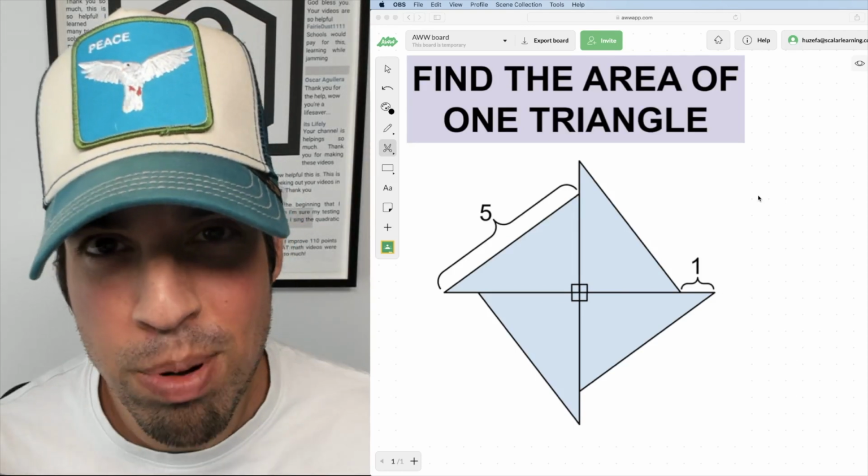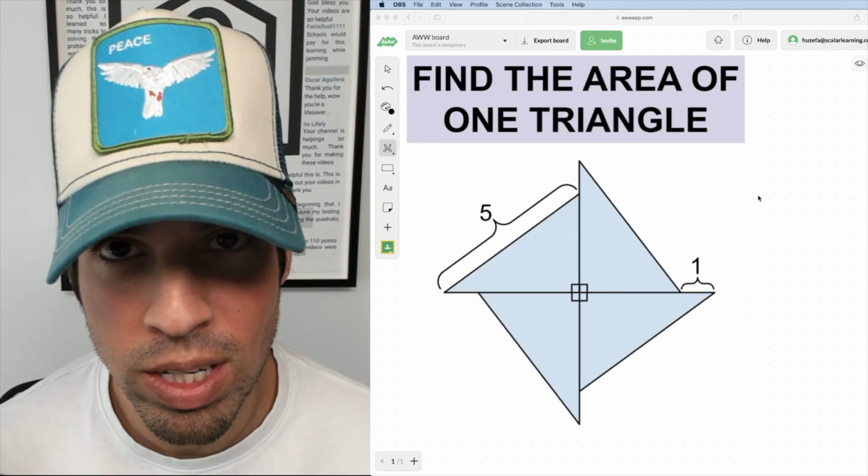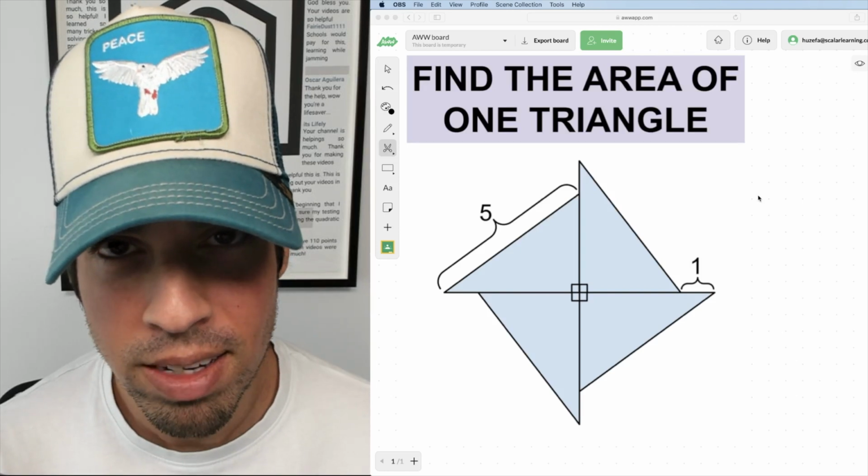Go ahead and hit that pause button and see if you can figure it out. When you're ready, hit play, and I'll give you the explanation.